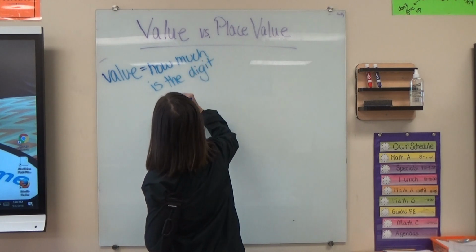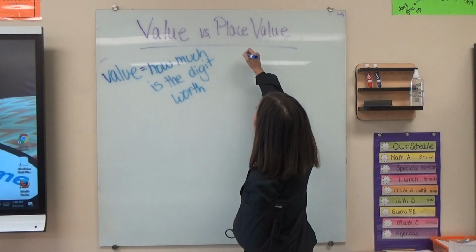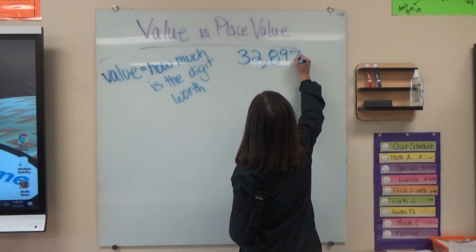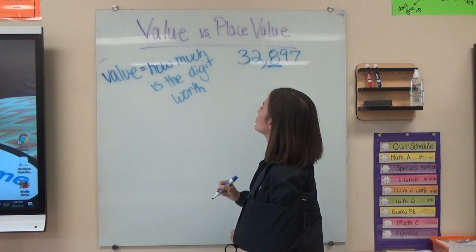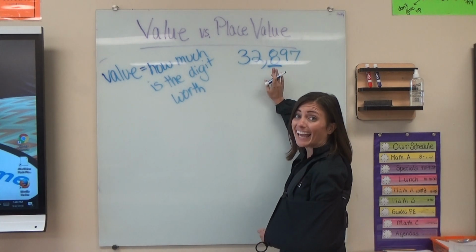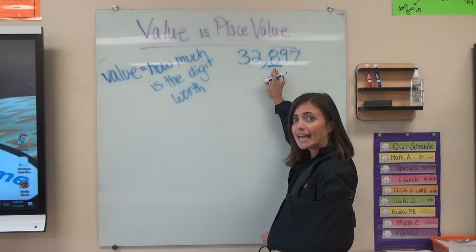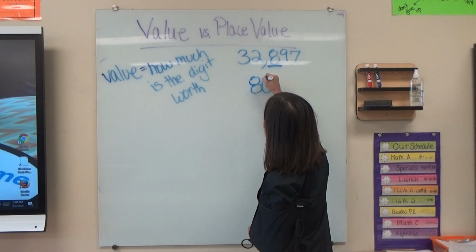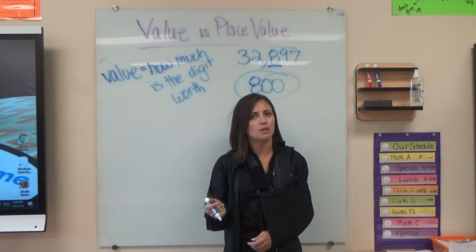And that we use our place value to figure out. So an example of this, if I have the number 32,897 and I want to know the value of the number 8. Well, the value of the number 8 is basically the same as having 8 hundreds. So since there's an 8 in my hundreds spot, the value of this digit is 800. That's my value.